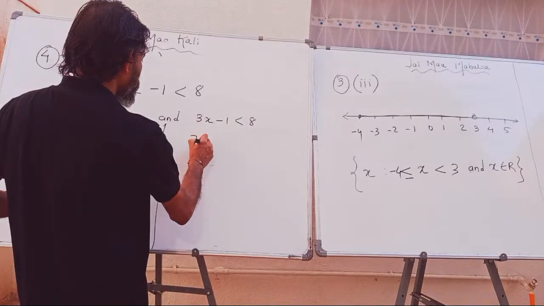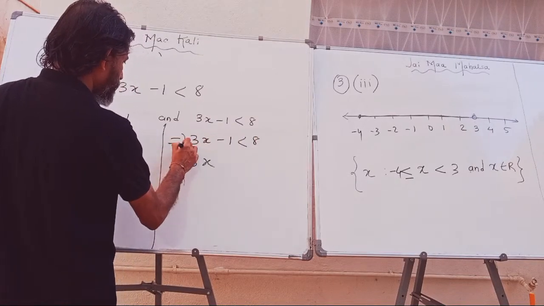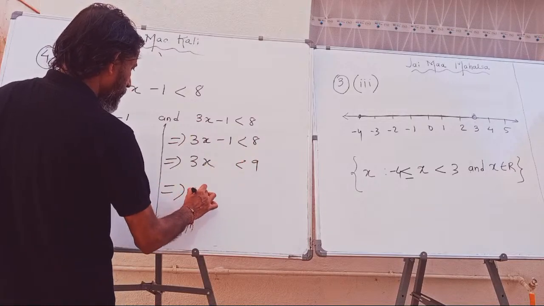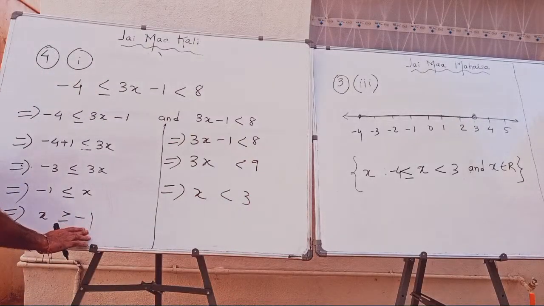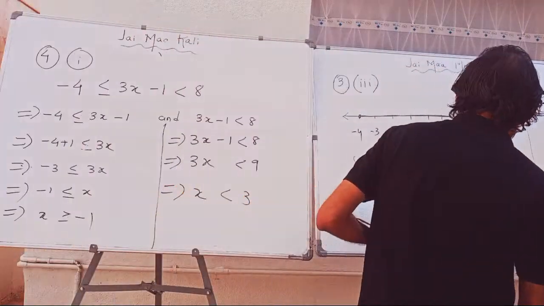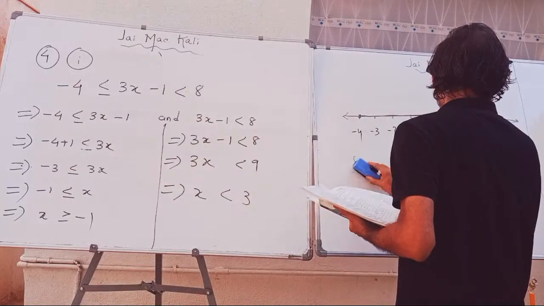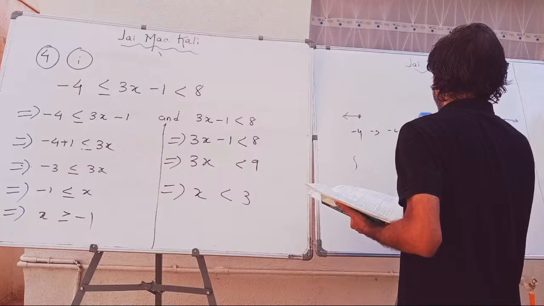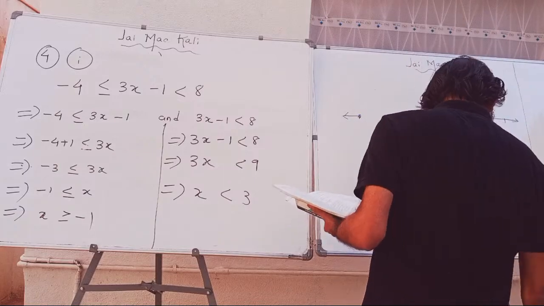Let's see how x is bounded here. 3x is less than 9, which implies x is less than 3. So now x is greater than or equal to minus 1, and x is less than 3. In this number line, can I draw? Let's see. Shall I reuse it? Let me reuse it. Okay, so let me draw the number line here.